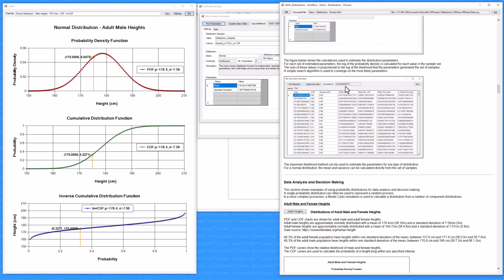The maximum likelihood method can be used to estimate the parameters for any type of distribution. For a normal distribution, the mean and variance can be calculated directly from the set of samples.